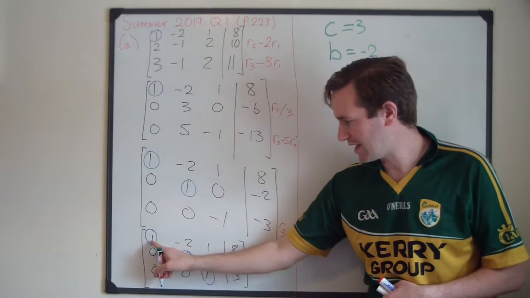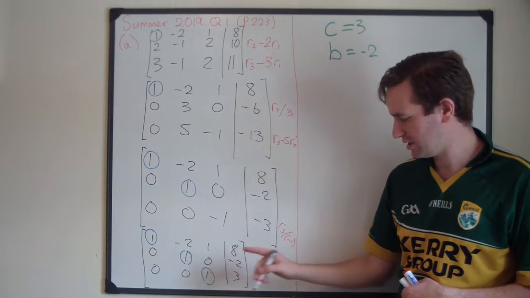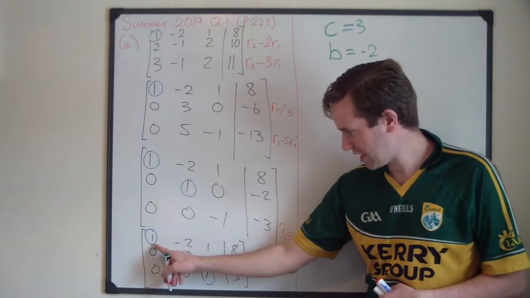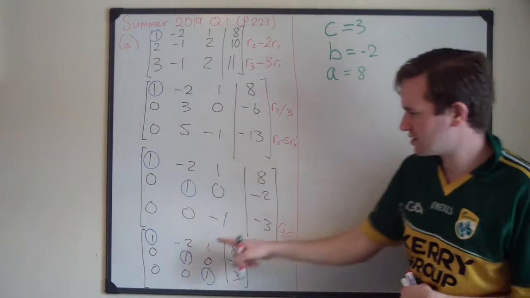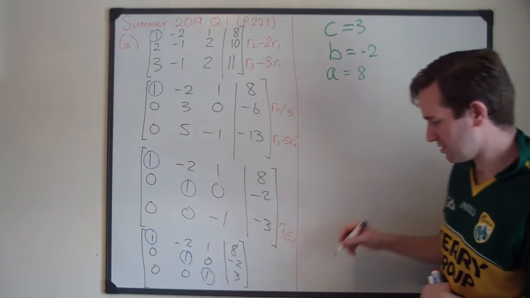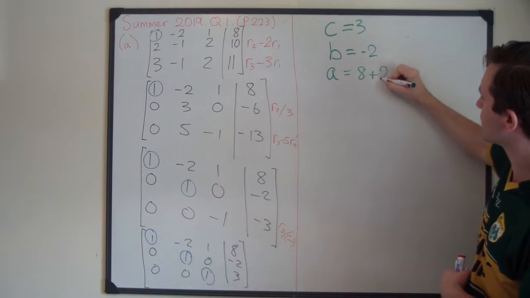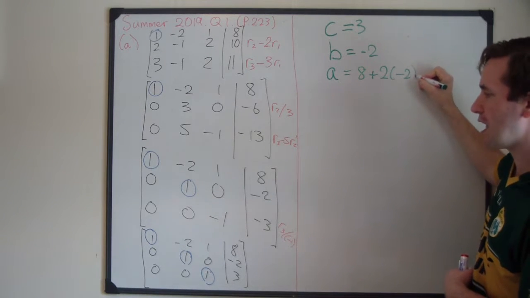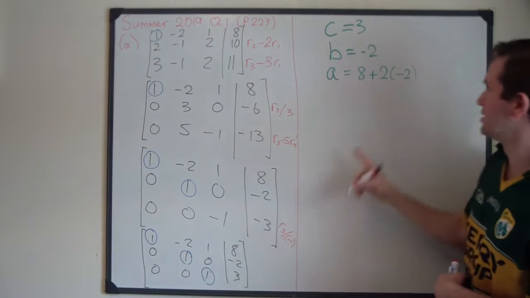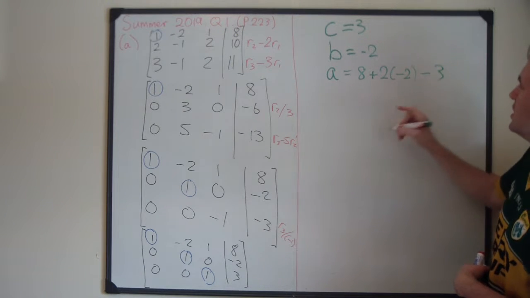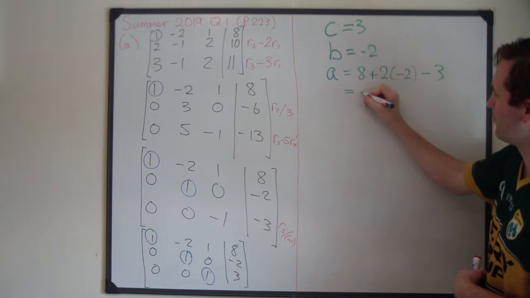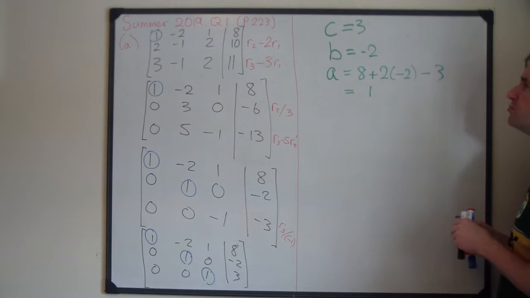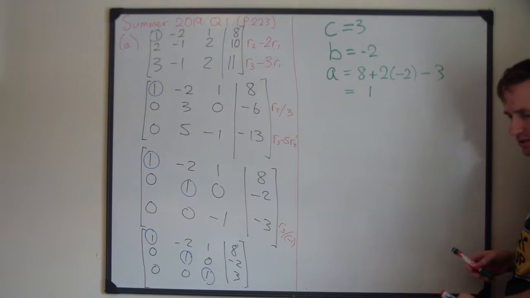And then the last one, A minus 2B plus C is equal to 8. So what I'm going to do is A is equal to 8. This is minus 2B, so add 2B to both sides. And then take away C, which is 3. So I get 8 minus 4 is 4 minus 3, I get 1. So I get A is equal to 1, B is equal to minus 2, and C is equal to 3.